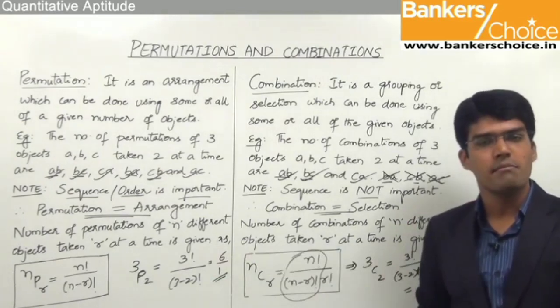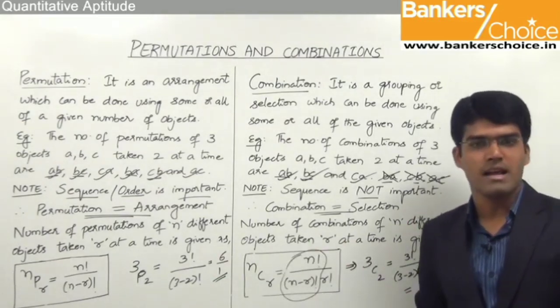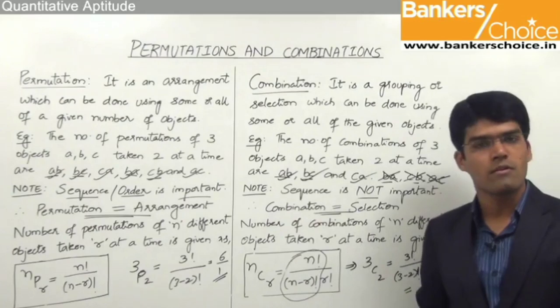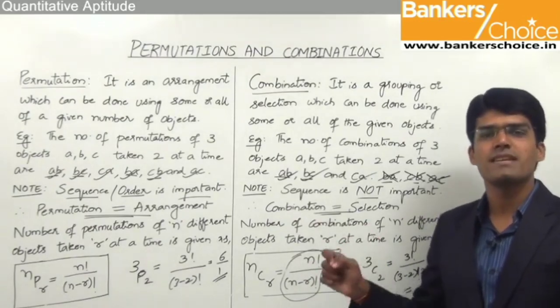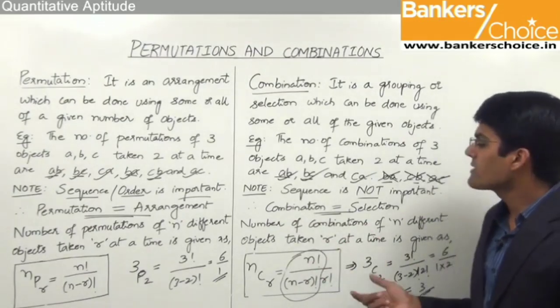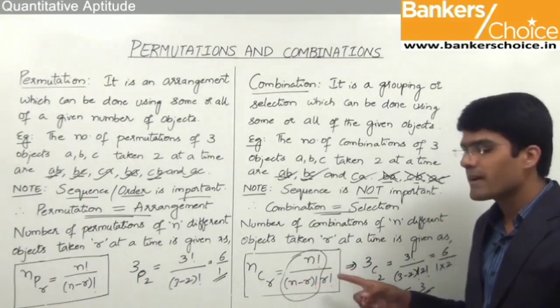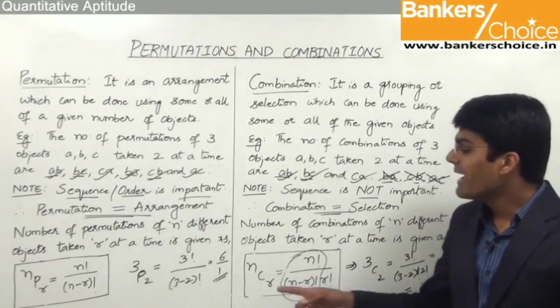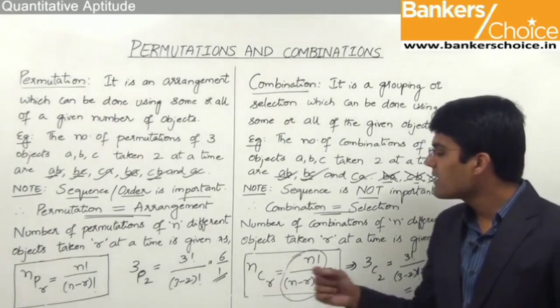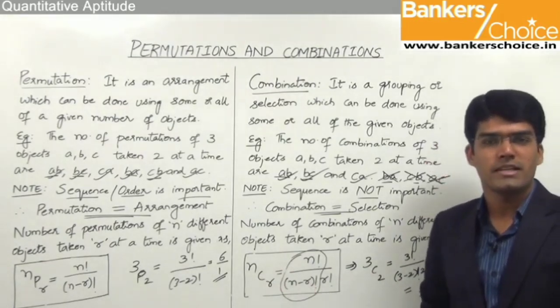Permutations can be given as nPr, that is n factorial by n minus r factorial, where n is the total number of objects and r is the number of objects that we take at a given time, whereas combinations can be given as nCr, that is n factorial by n minus r factorial into r factorial, where again n is the total number of objects and r is the number of objects taken at a given time.